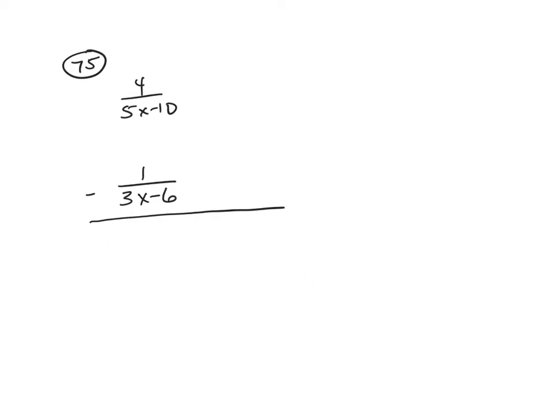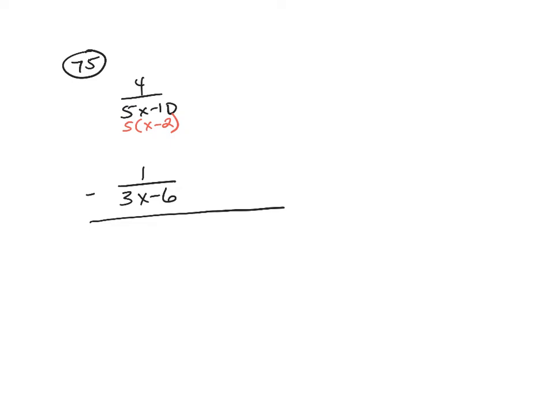Here's number 75. As you take a look at these two, once again, the denominators are not the same, so I need to find a common denominator. It oftentimes is easiest. The very first thing you want to do is factor the denominators if you can. So I'm taking a look at the top denominator, and I see that I could factor out a 5, which would leave me with a 5 and then x minus 2 in parentheses.